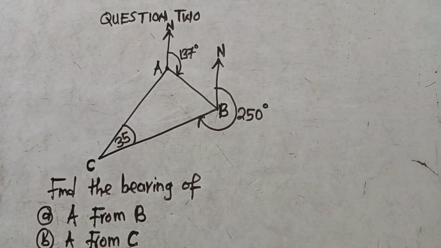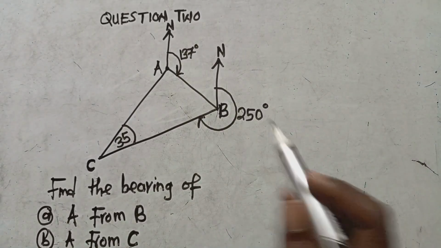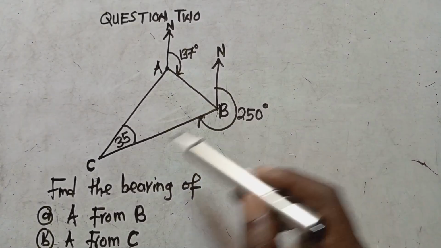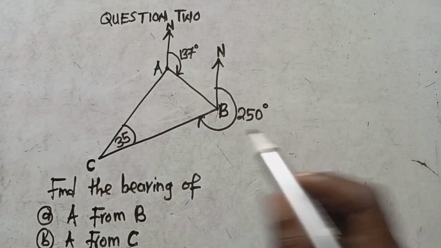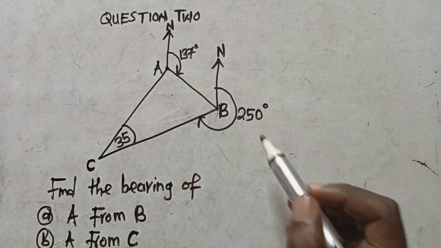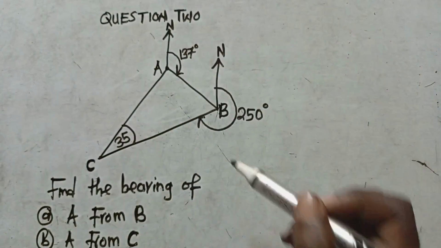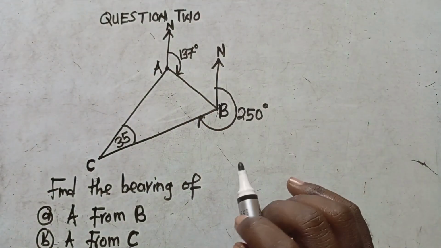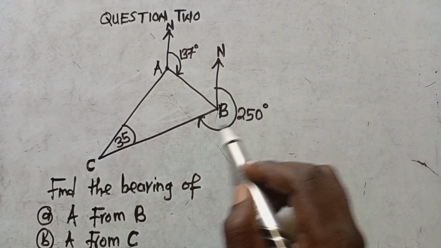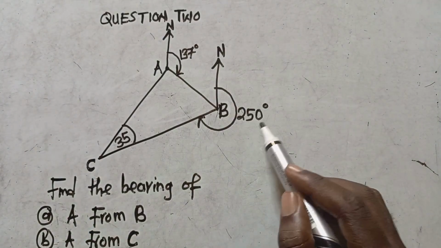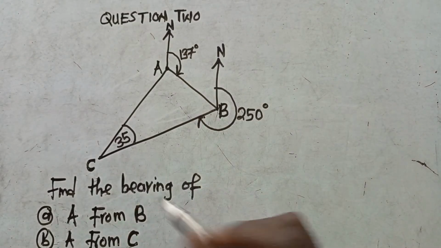So this is question 2 that is given. How can we now answer this particular question? So this is a diagram. We've got A, B, C are 3 points on a level ground. The bearing of B from A is 137. Then we also need to understand that the bearing of C from B is 250. And angle ACB is 35 degrees.